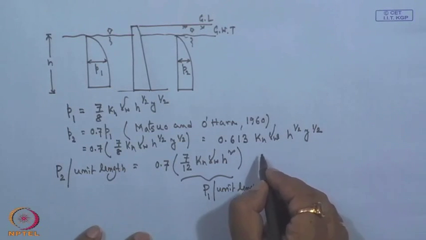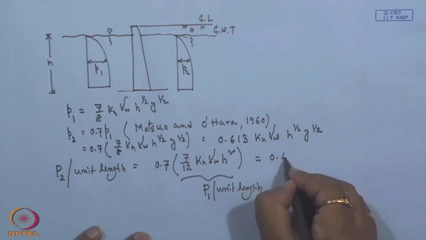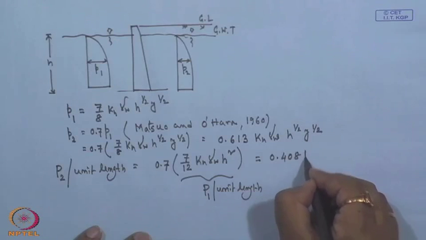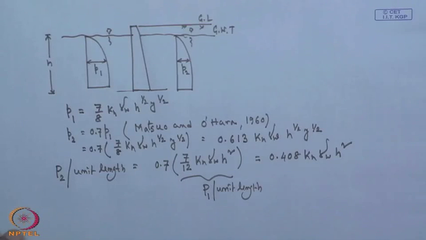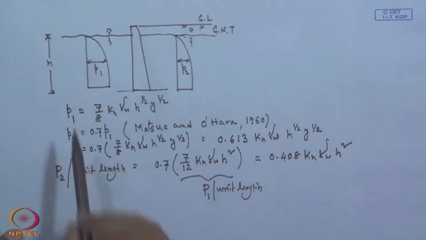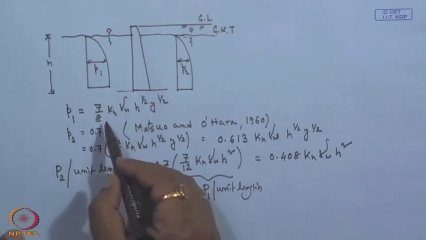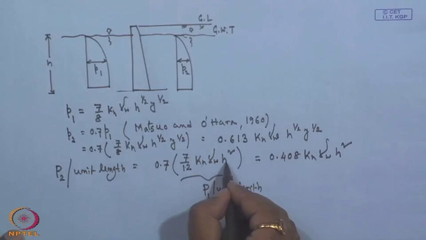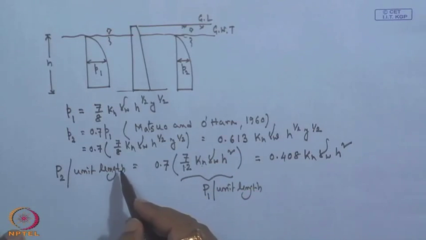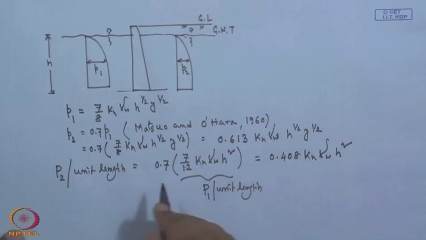Now we will get this expression, that this will be 0.408 k h gamma w a square. The total force applied by the free water is 7 by 12 k h gamma w a square, and then P 2 per unit length is 0.7 times of P 1. So, this will be 0.408 k h gamma w a square.